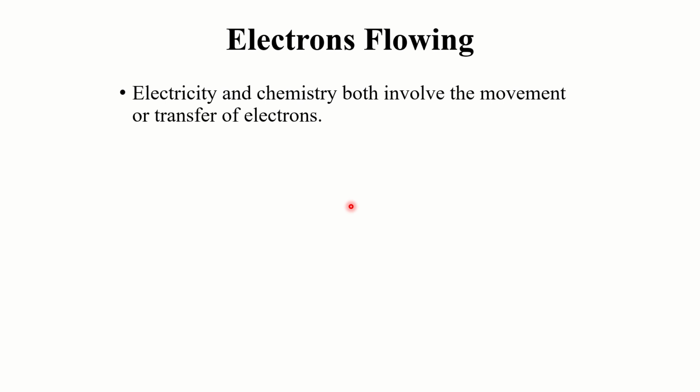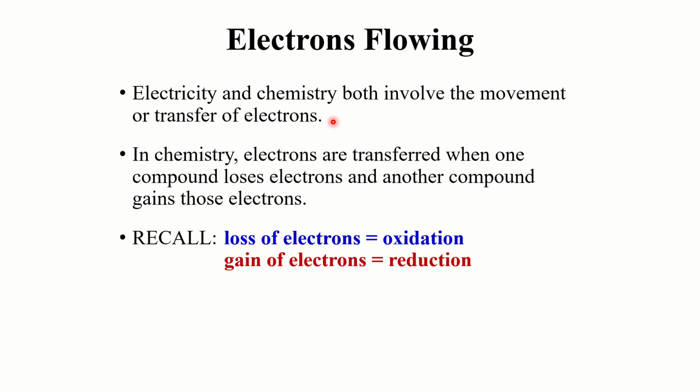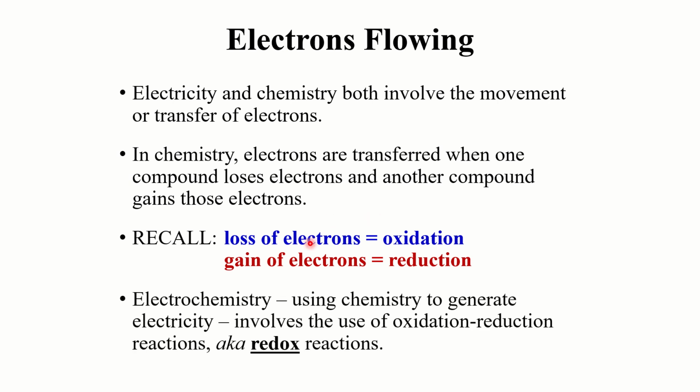We're going to start by discussing electrons. So electricity and chemistry both involve the movement or transfer of electrons. In chemistry, electrons are transferred when one compound loses electrons and another compound gains those electrons. And I want you to recall from Gen Chem 1 that the loss of electrons equals oxidation, the gain of electrons equals reduction. So electrochemistry is therefore the use of chemistry to generate electricity. This involves the use of oxidation-reduction reactions, which are also known as redox reactions for the shorthand.